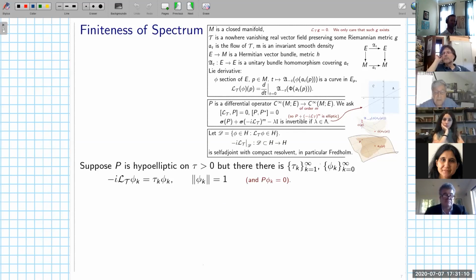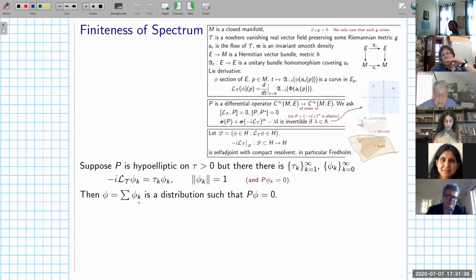So suppose that P is hypoelliptic on tau positive, but there is a sequence of eigenvalues. These are going to be eigenvalues for my operator, and sections that are normalized to 1 in the kernel of P. That's what interests me. Suppose that there is a sequence like that that tends to infinity. Okay. Then I add these things. So I'm assuming that there is an infinite sequence like that.